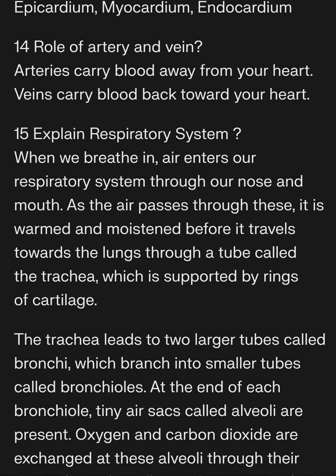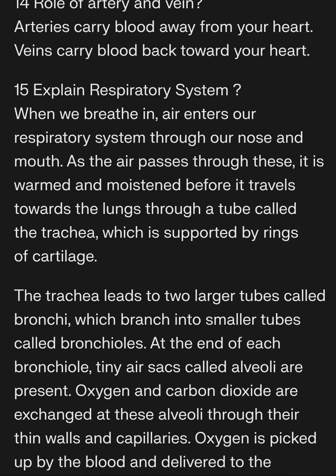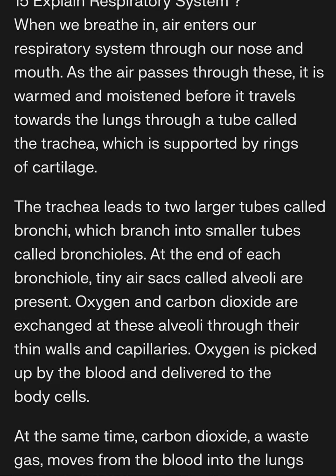15. Explain the respiratory system. When we breathe in, air enters our respiratory system through our nose and mouth. As the air passes through these, it is warmed and moistened before it travels towards the lungs through a tube called the trachea, which is supported by rings of cartilage. The trachea leads to 2 larger tubes called bronchi, which branch into smaller tubes called bronchioles. At the end of each bronchiole, tiny air sacs called alveoli are present.